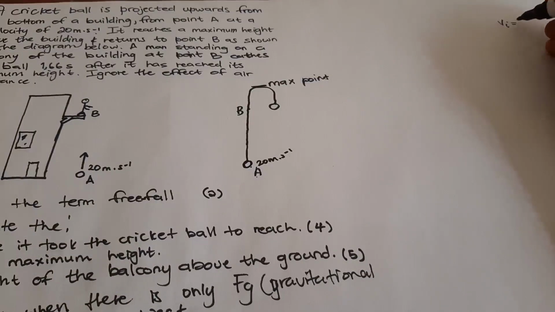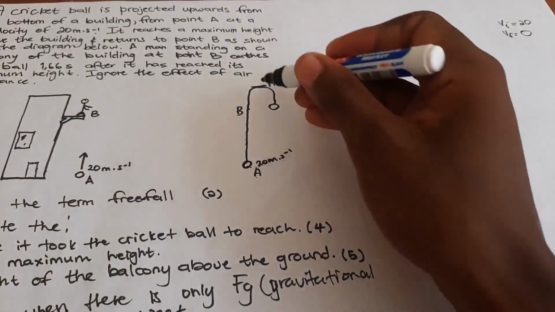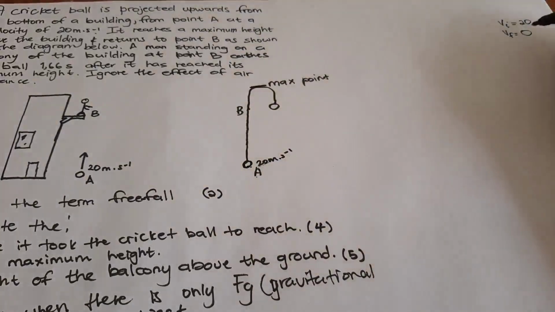Okay, so the initial velocity is 20 meters per second. The final velocity will be 0. You know that from this point to that point, the final velocity is 0 at the maximum point. The object is not moving there, and it starts to move downwards.